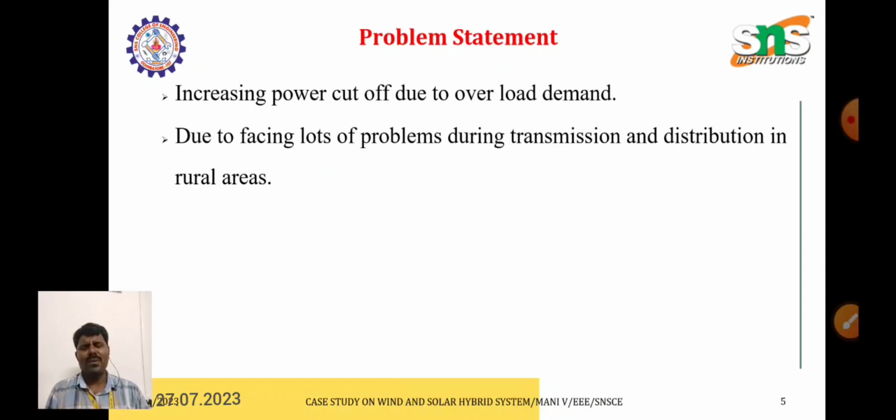So what is the problem? Why do we have to go for this case study of wind and solar system? One is increasing power cutoff due to the overload demand.